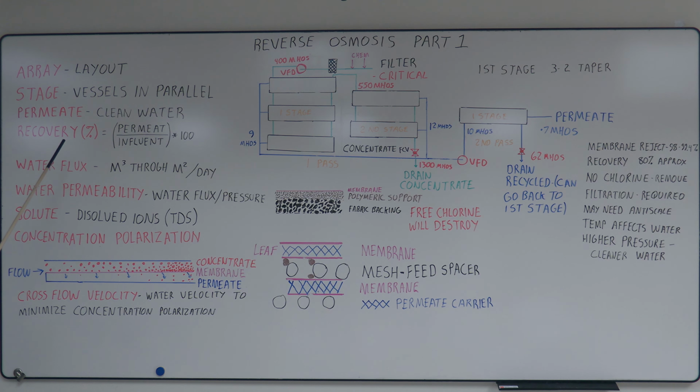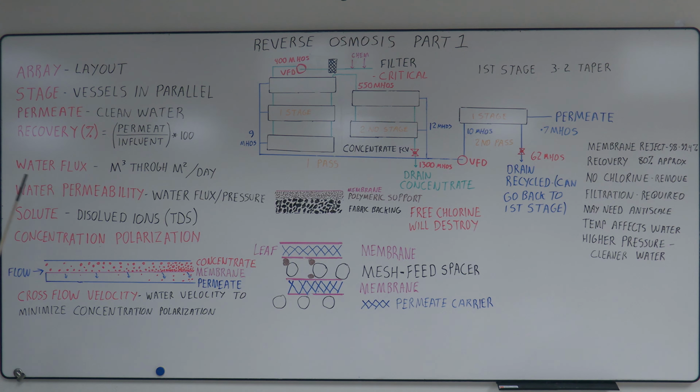Recovery is rated in percent. It's the permeate going out divided by the influent. Ideally, you want 100% recovery, but that's not possible. You'll scale up the unit, and also the water quality will degrade. So usually recovery is somewhere around 80% depending on the water.